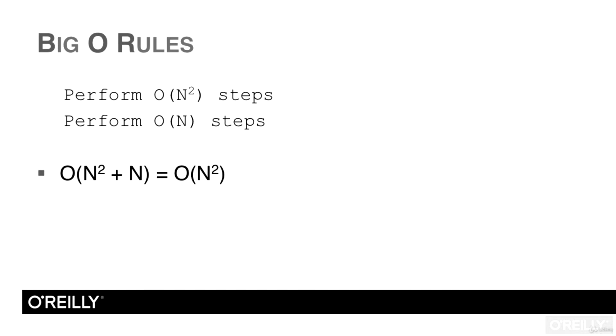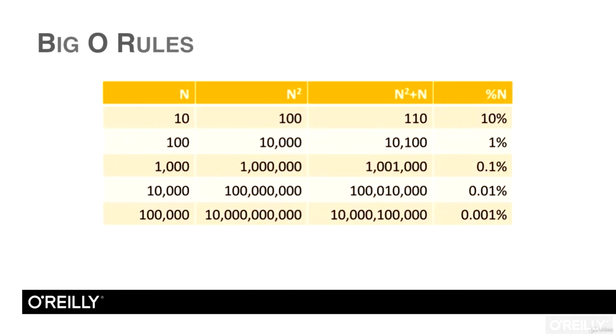To see why that makes sense, let's plug in some numbers and see how many steps the program is executing. When n is 10, n squared is 100, and n squared plus n is 110. At that point, the extra n accounts for only 10% of the total number of steps. When n is 100, n squared is 10,000, and n squared plus n is 10,100. Now the extra n term adds only 1% to the total.